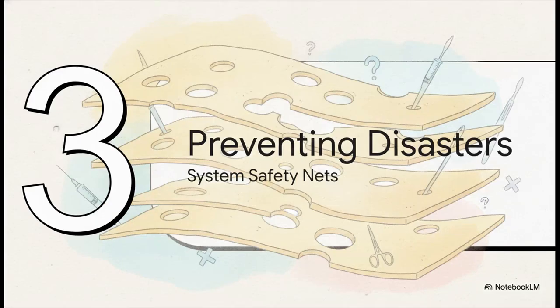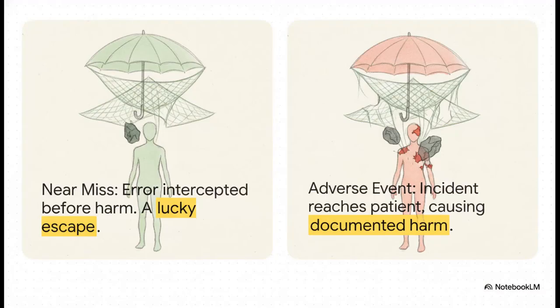All right, let's jump into Section 3, preventing surgical disasters and the system safety nets we rely on. Human error is basically inevitable, right? So hospitals build these massively complex layers of defense, kind of like slices of Swiss cheese, to catch mistakes. And how we categorize those mistakes is really important. A near miss means our safety nets worked, or honestly, we just got lucky. The error was intercepted before it ever touched the patient.